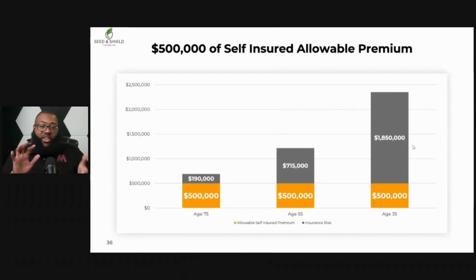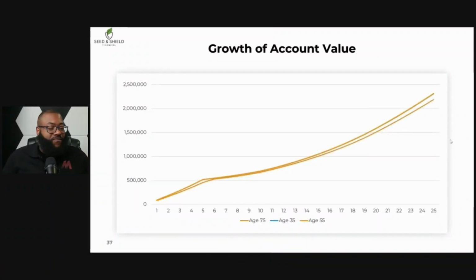So again, the goal of an IUL is for living benefits. The death benefit is just the icing on the cake. The goal here is to have $500,000 that you can access tax-free and grow it tax-free as well. That's the goal. And this right here is just a snapshot of someone in those same age groups growing that $500,000 over time. So from year 1 to year 25, this again is to show that there's parity across age groups.